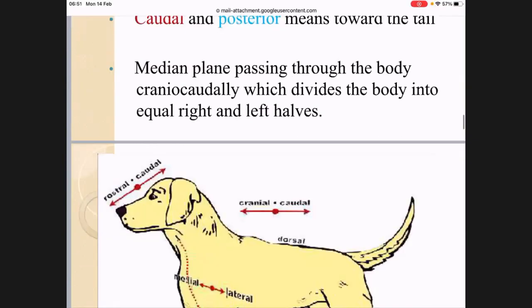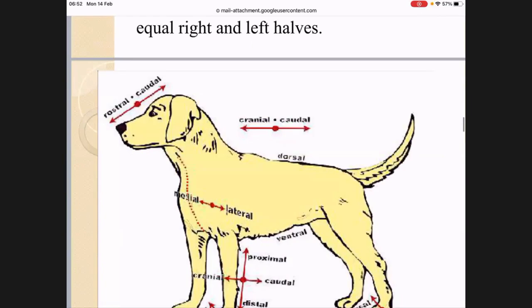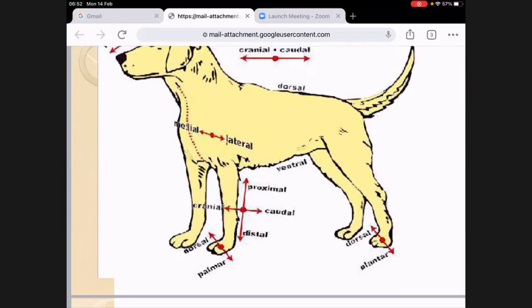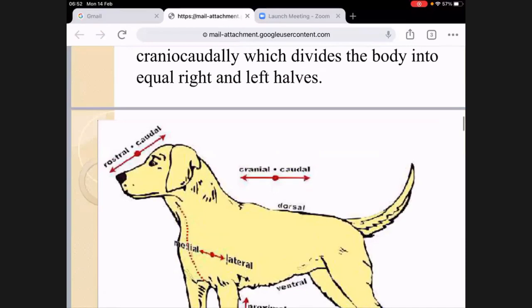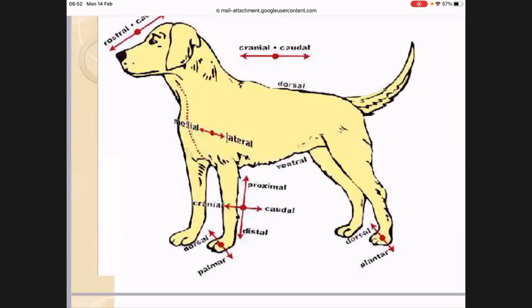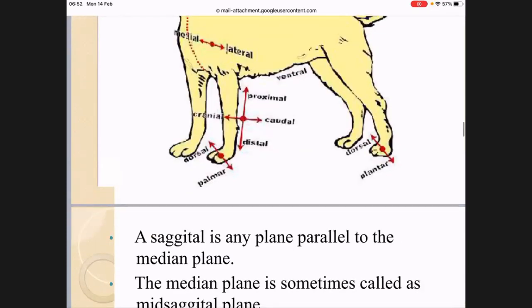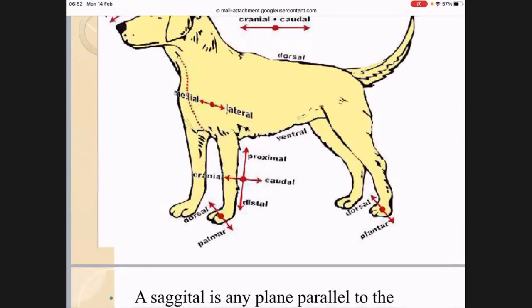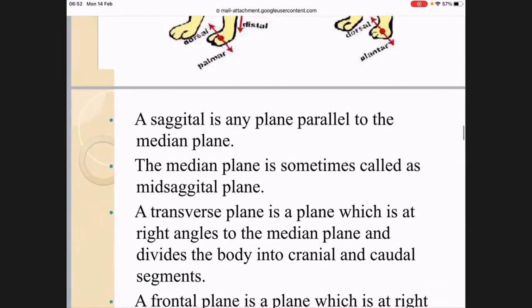The median plane passes through the body craniocaudally and divides the body into equal right and left halves externally, not internally. Then there is the midline. Close to the midline is proximal; away from that we call distal. The abdominal side is the ventral side. The dorsal side is close to the vertebral column. Palmar and plantar, I told you.